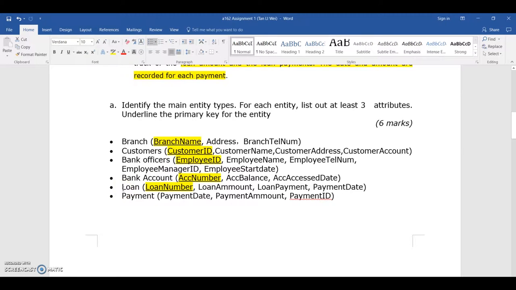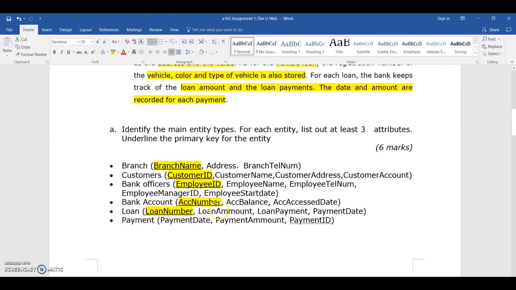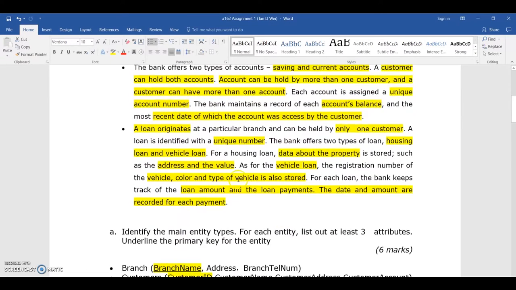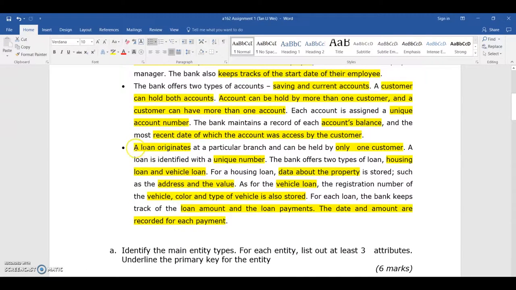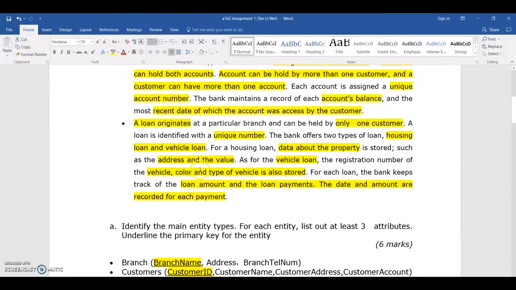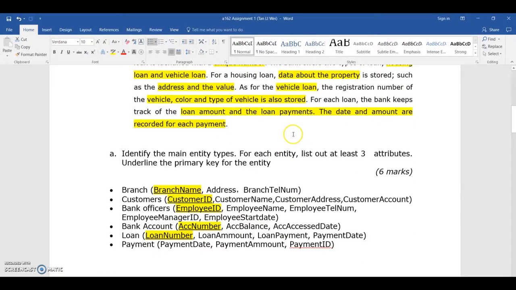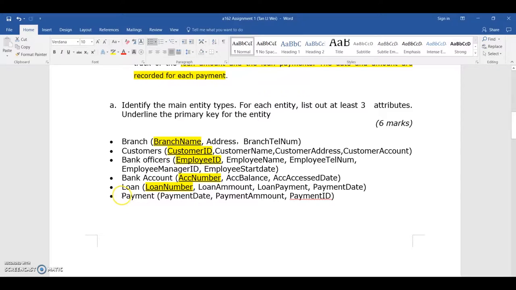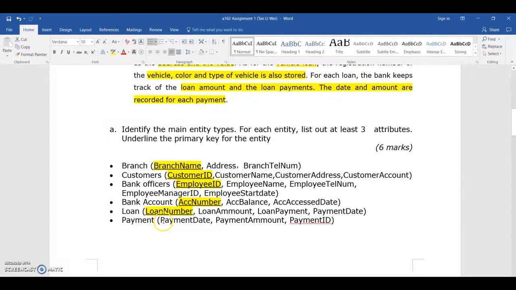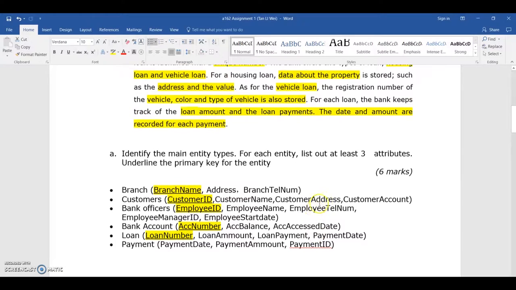So move on to the fifth one, which will be the loan. The attributes will be loan number, loan amount, loan payment, and payment date. And it's all stated in this paragraph. A loan is identified with a unique number, and the bank keeps track of the loan amount and loan payment. And here will be another entity, payment, which is a unique entity. Its attributes will be payment date, payment amount, and payment ID, which are stated here. The date and amount are recorded for each payment.